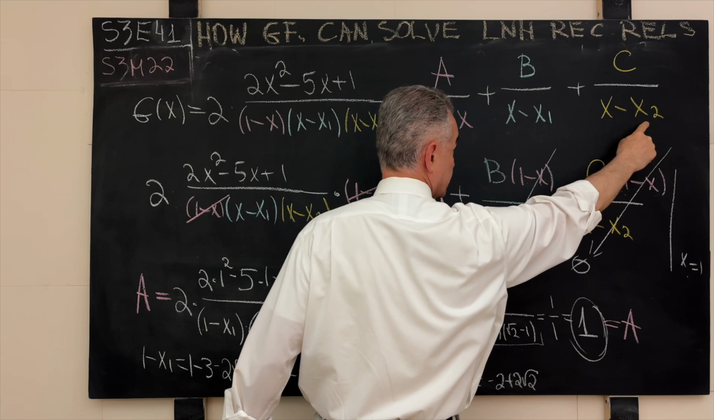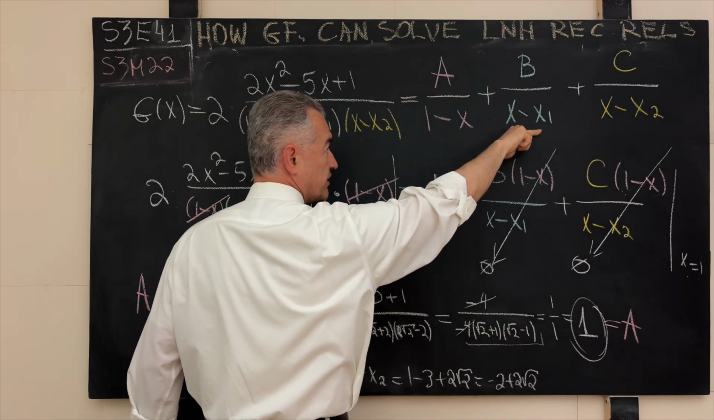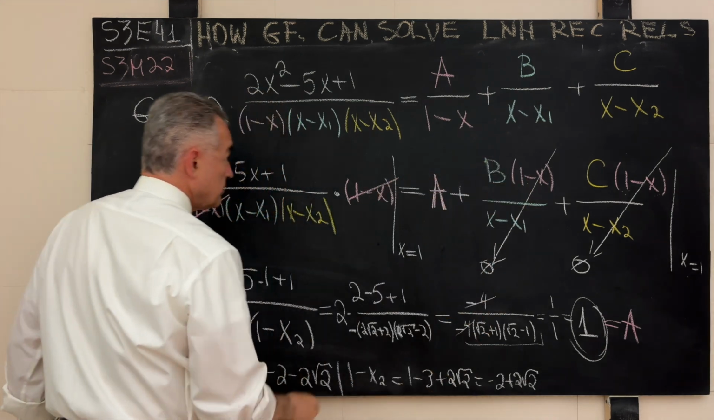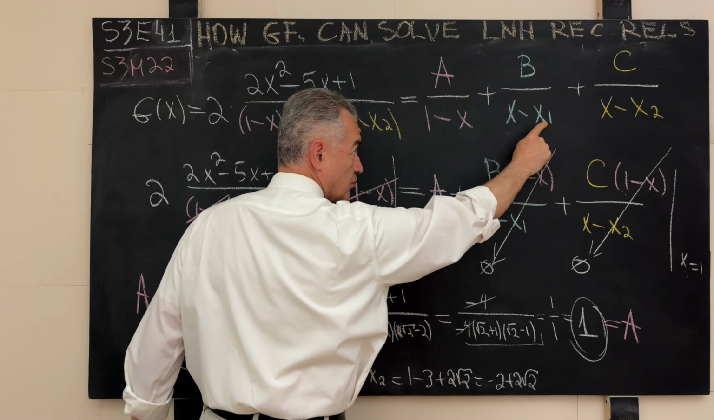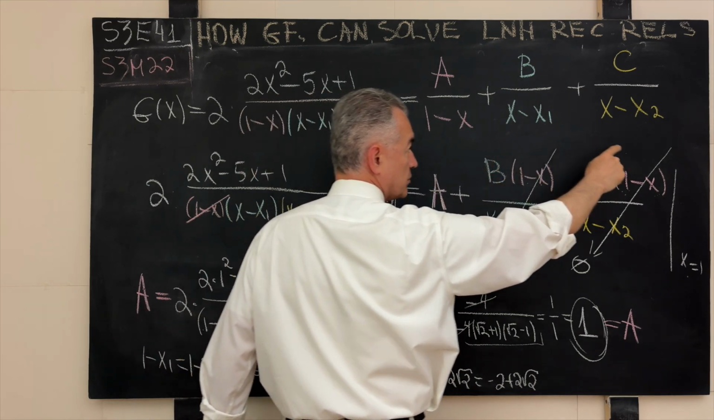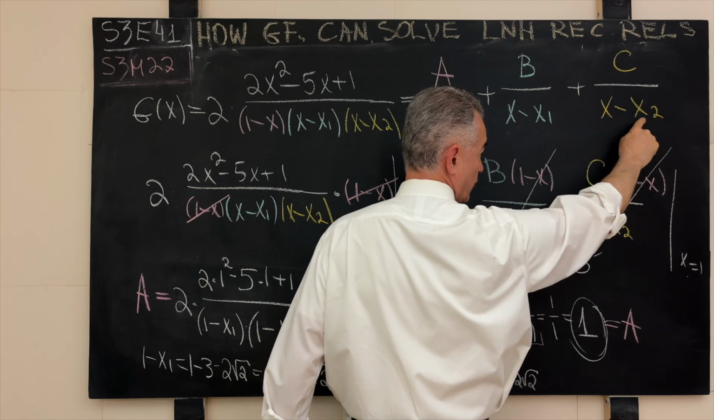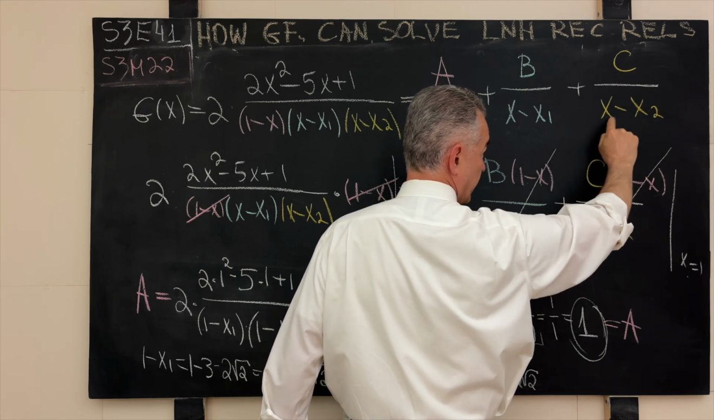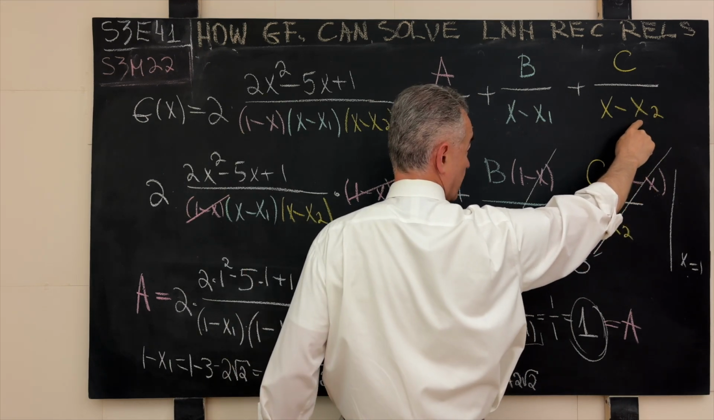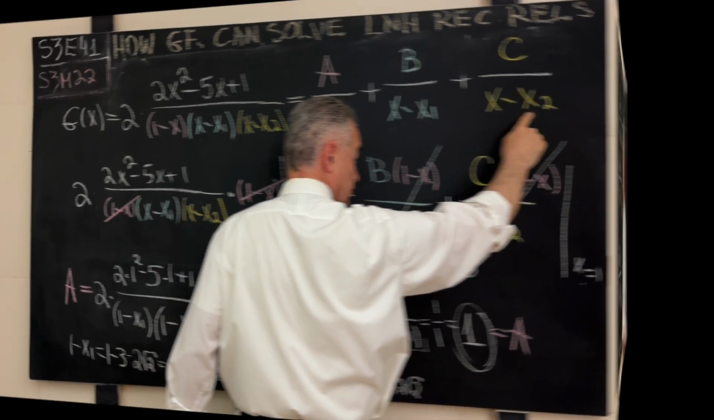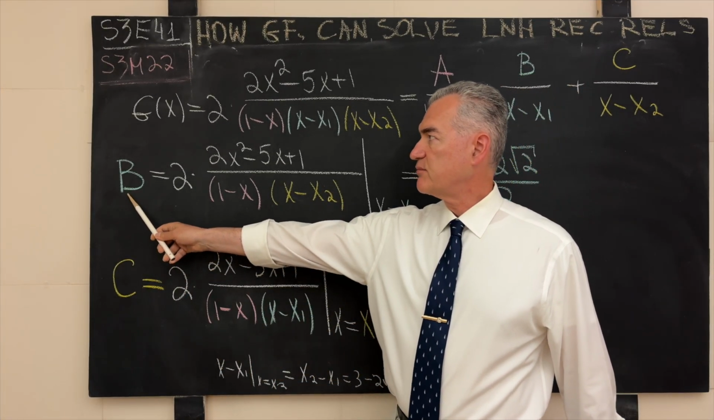X minus x2. And cancel things out, and then in this case we will evaluate the left hand side of this equality at x equal to x1, and we know what the value of x1 is, and we will do the same thing for the case of x2. Multiply everything by x minus x2 and evaluate the left hand side of the result when x is equal to x2.